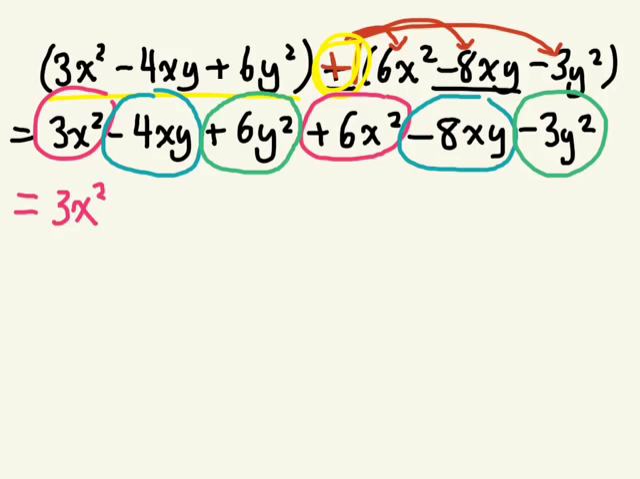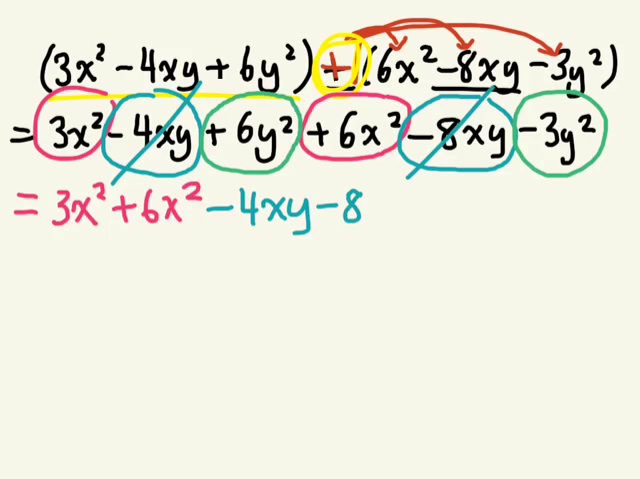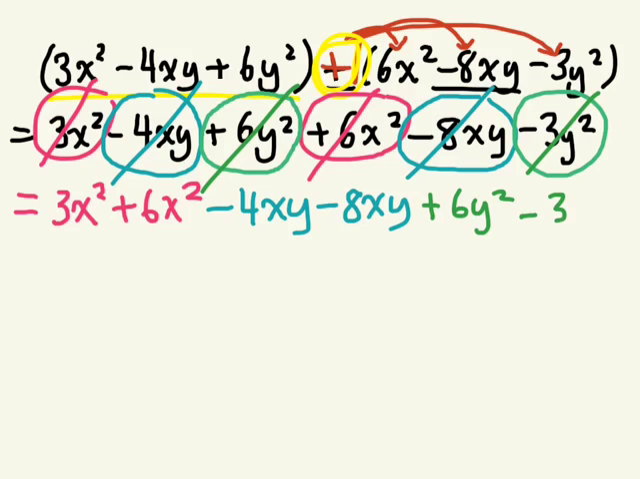Let's rewrite this with our like terms grouped together. 3x squared plus 6x squared minus 4xy minus 8xy. Okay, I've already used these, and I'm just left with my green terms, positive 6y squared and negative 3y squared. Well, we're adding or subtracting. Okay, that's why we have the sign in front of it. So let's simplify this.